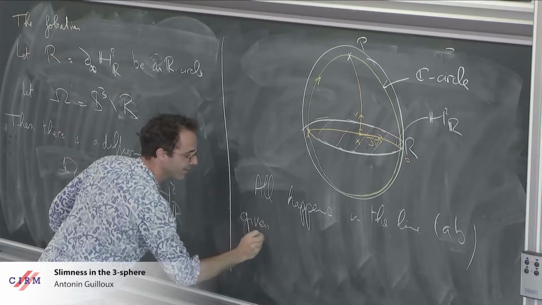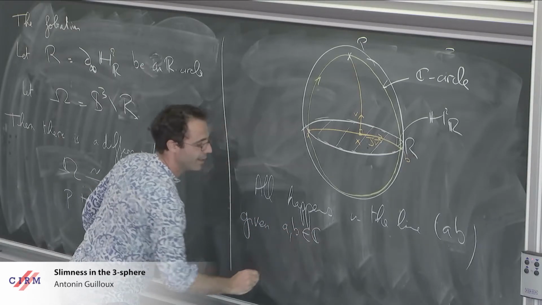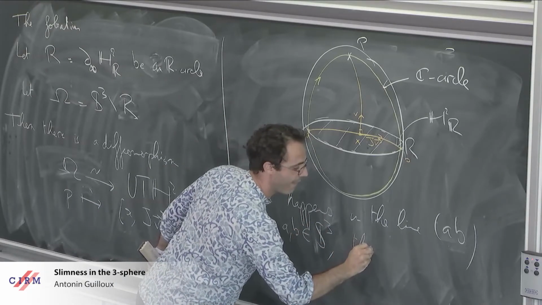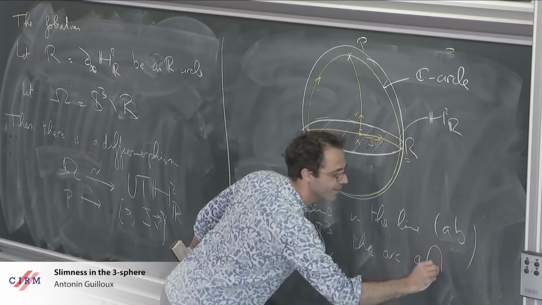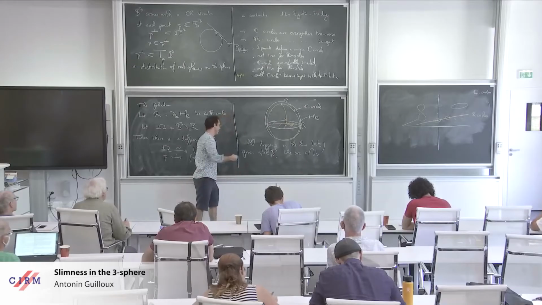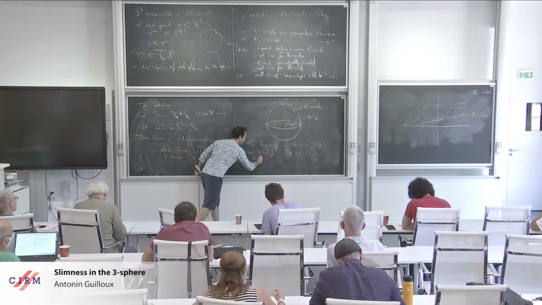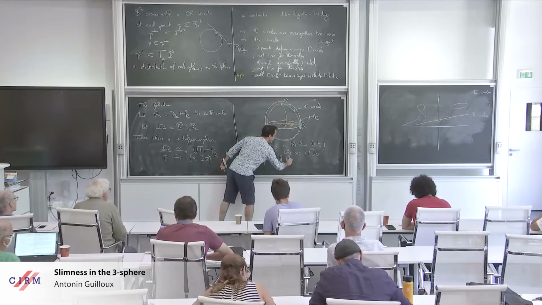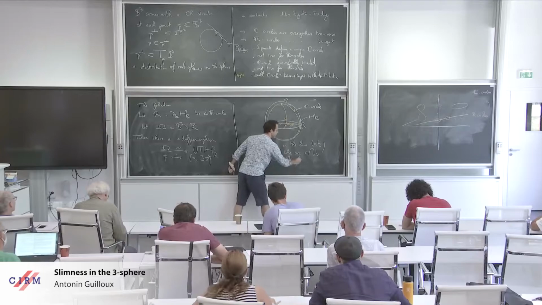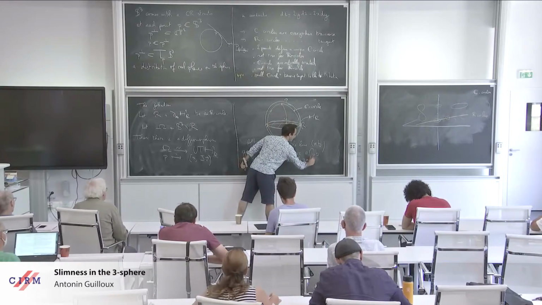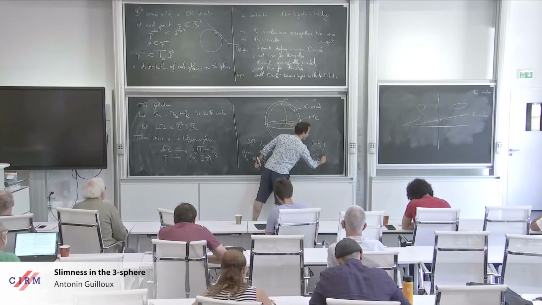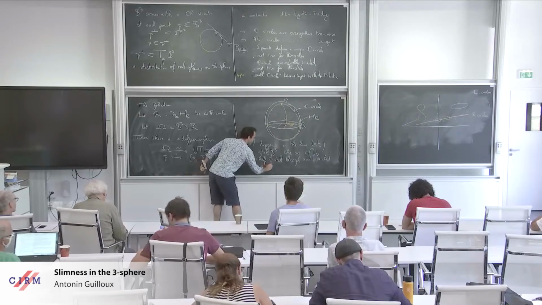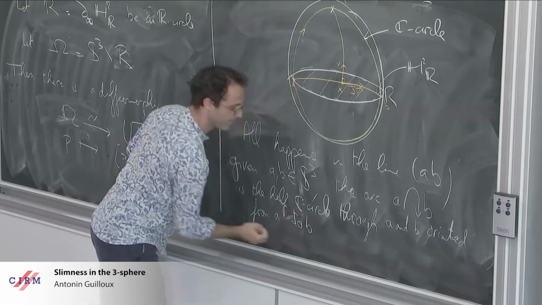So I define, given A, B in the sphere, I call the arc A towards B the half C circle through A and B. So this is a unique C circle oriented, of course, the notation is here to help you, from A to B. Okay?